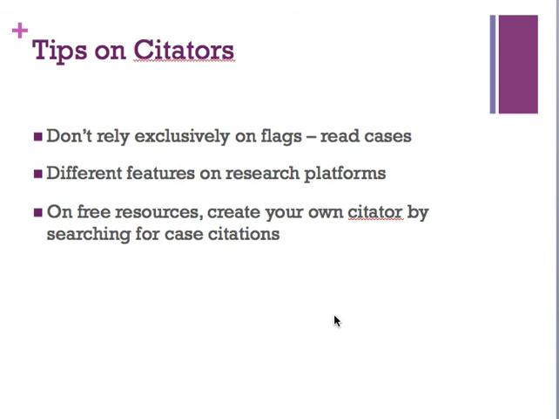I want you, when you're running your searches this week, to take a look at the different platforms and notice the different features. For example, there's definitely differences between KeyCite and Shepard's and BCite on Bloomberg Law, even to the point that you could have editorial differences. So, for example, a case that has a red flag on Shepard's may only have yellow treatment on Westlaw, for example. Okay, finally, for free resources, you can create your own citator by searching for the case citations in a database, or a citator for statutes by running a search for that statute in, for example, a free database like Google Scholar.